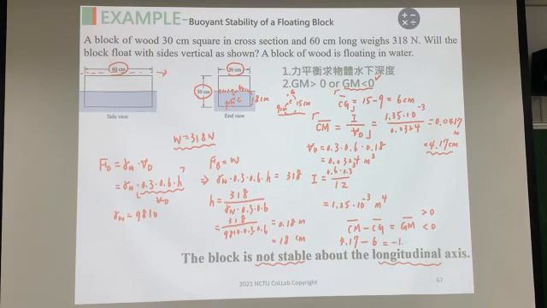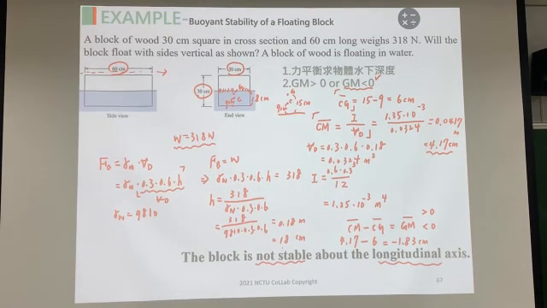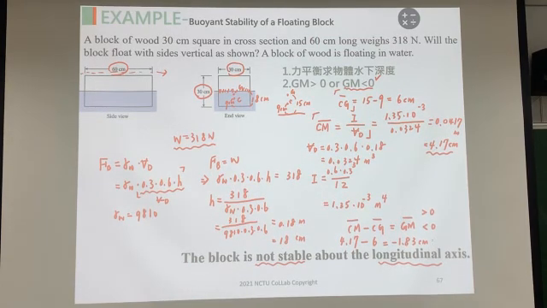So around the minus 18.83 around. Okay, so we say it's not stable because the GM is less than 0.